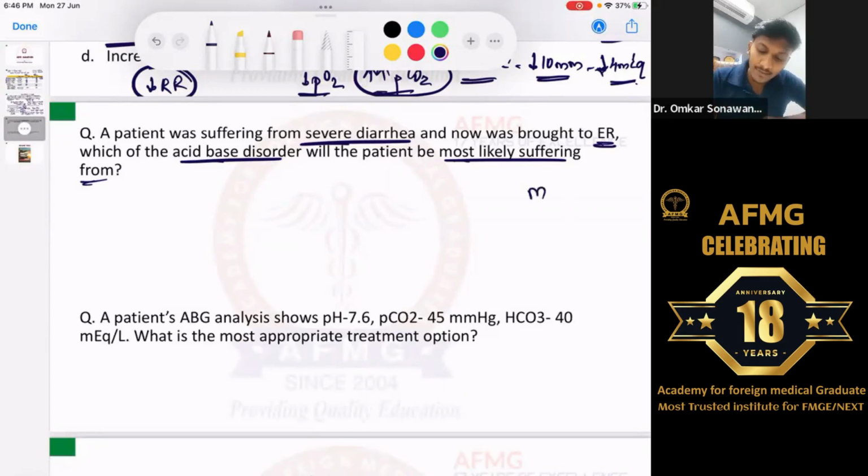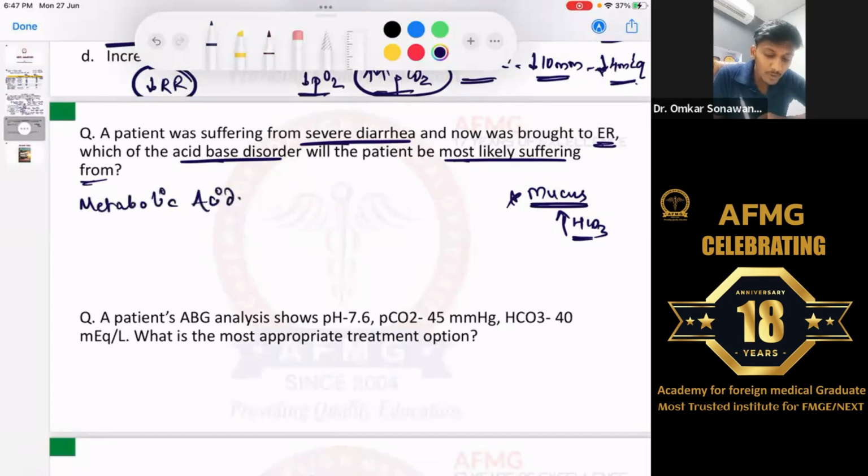What is lost usually in diarrhea? The patient would excrete out mucus, right? So mucus is excreted out from the intestine, and this mucus, when it is excreted, contains high amounts of bicarbonates. So if bicarbonates are excreted out of the body, definitely the patient will suffer from acidosis. And as it is due to a metabolic cause, it is called metabolic acidosis. So here definitely the most likely acid-base disorder the patient would be suffering from is metabolic acidosis.